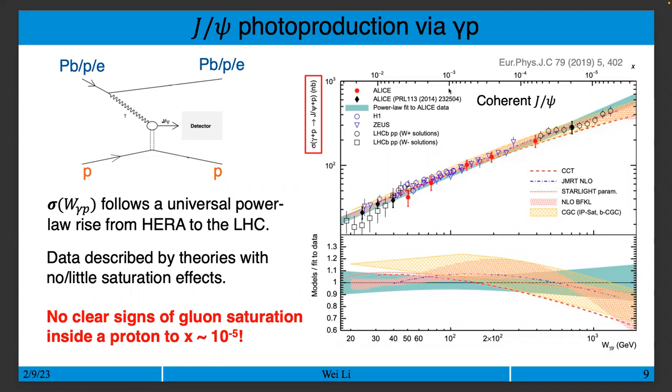So the data can be described quite well by theories with no or little saturation effect. This is what we would expect from the fact that the gluon density rises quickly as you go to smaller and smaller x. Maybe except for one theory, the CGC IP-sat model, which has the gluon saturation effect: as you go to much smaller x, you start to see it bend down, where the saturation effects become significant. So the expectation is that if you go to even smaller x, much higher W, maybe eventually this trend will turn over and become flat. But it looks like at this moment, at x of 10 to the minus 5, we do not see a clear sign of saturation in the proton yet.